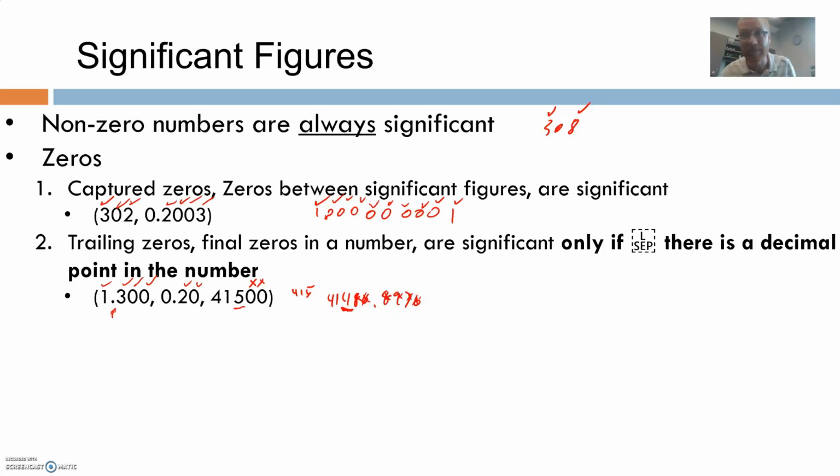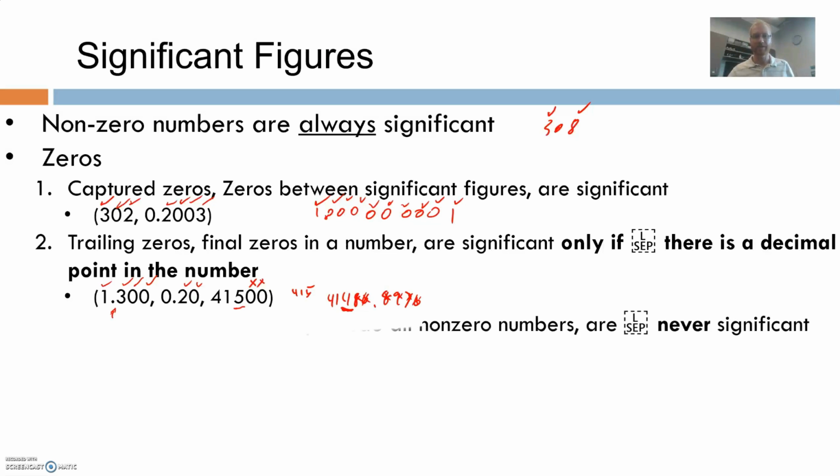Again, it goes back to the measurement thing. Okay, because again, we're doing measurements, right? So there's a limit of accuracy to those devices. So significant does not mean important. The last rule has to do with non-zero numbers.